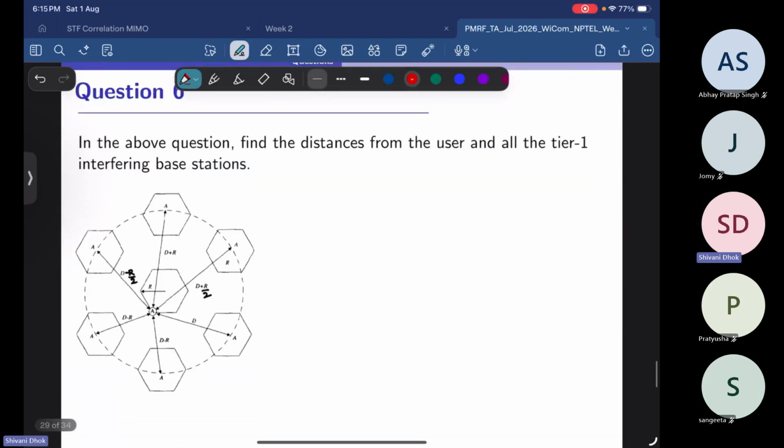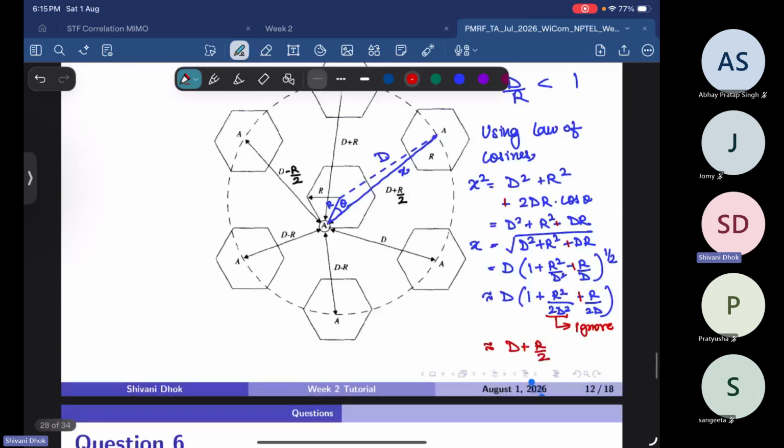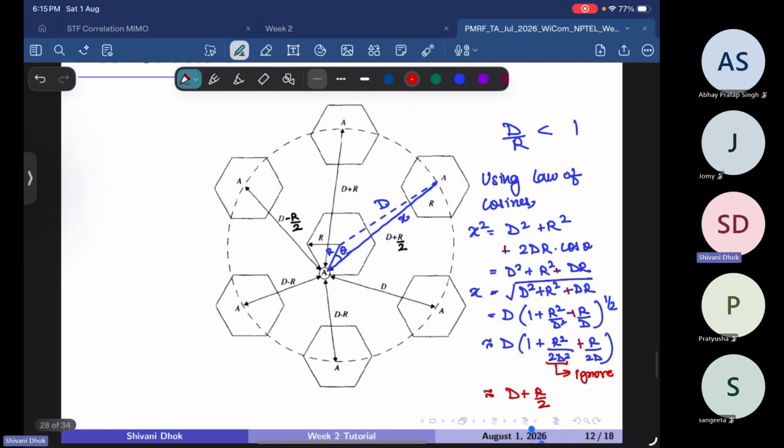You can find these detailed derivations in Rappaport. It's there. Based on this, the first question that we want to find out is, find the distances from the user to all the tier 1 interfering base stations. All these base stations are tier 1 interfering base stations. So you want to find out what exactly is the distance.